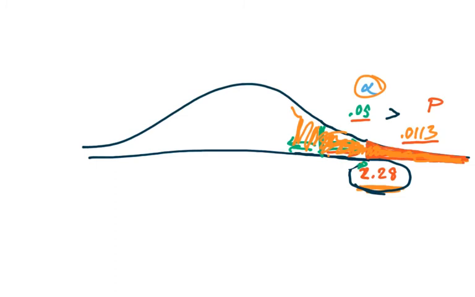So let's end there. That's our wrap-up of comparing the p-value method and the traditional method of hypothesis testing. And here, of course, we were testing using the z-test for mu.